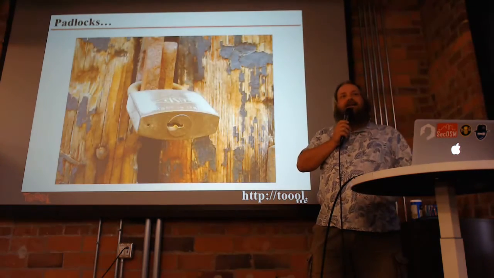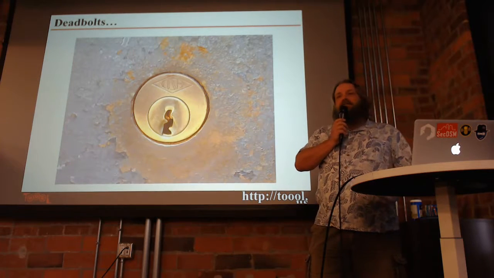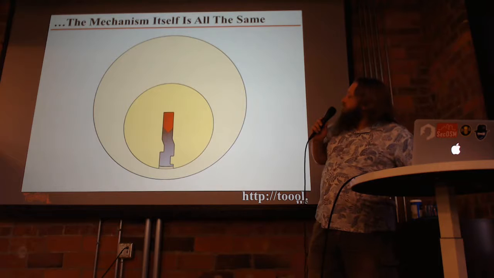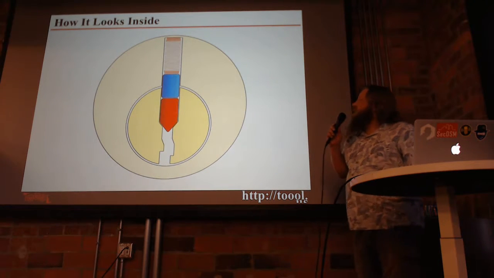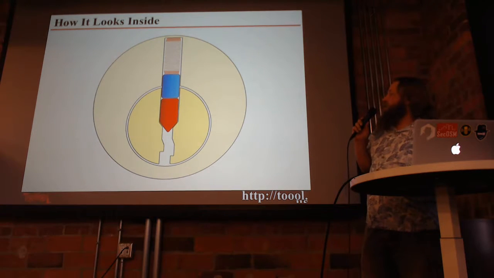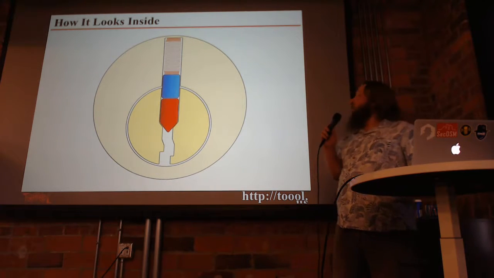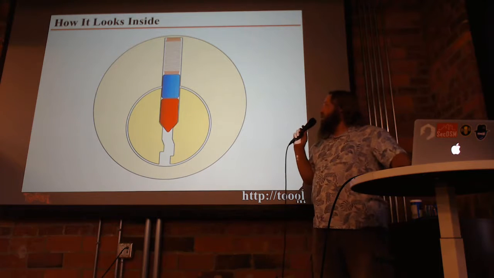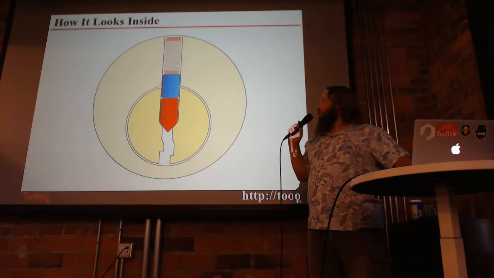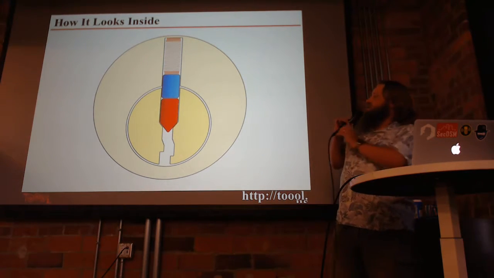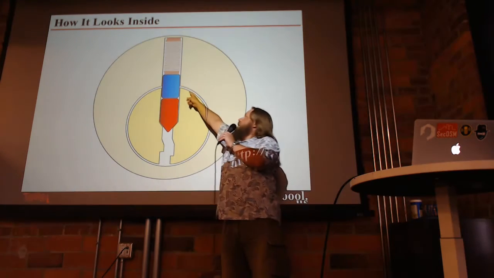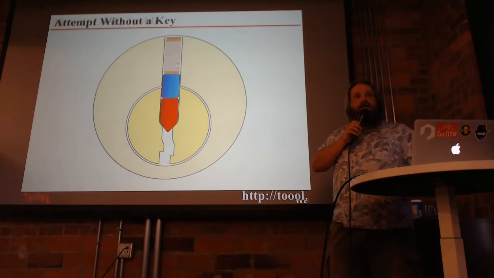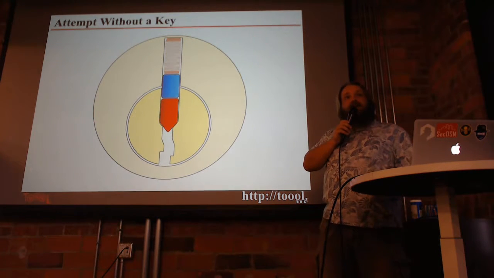Doorknobs, padlocks, deadbolts, guess what? They're all the same on the inside. The mechanism is the same. Here we go. So this is what a lock kind of looks like on the inside. This is a single pin from the end. We have a spring at the top, the retention spring. We have a driver pin, and then we have the lock pin. So the way that this is functioning is, as you can see right here, that's going to bind whenever you try to rotate. When you put your key in, let's see, this is the animation.